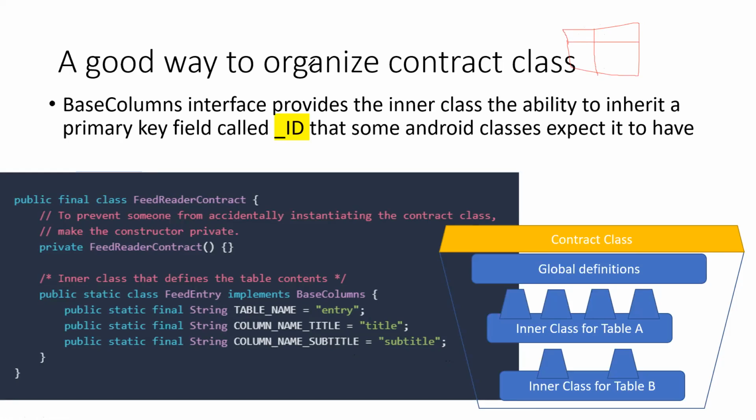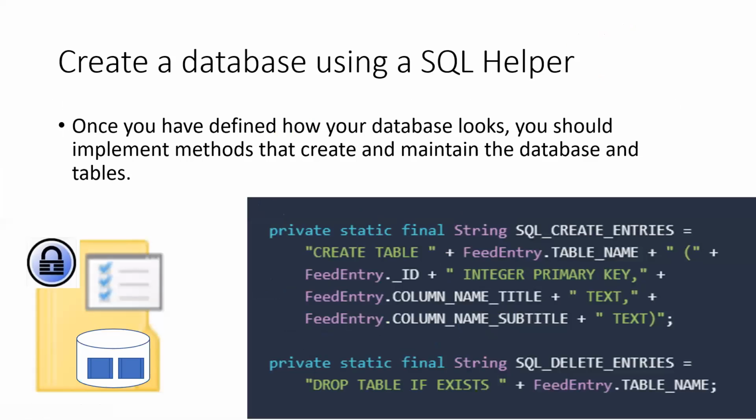Okay, let's move down. So this represents your contract class, I told you. Global definitions and then error classes. Let's clear this and move forward to see what we have. Once we have defined the schema and also defined a contract class, the next thing is to create a database using a SQL helper.